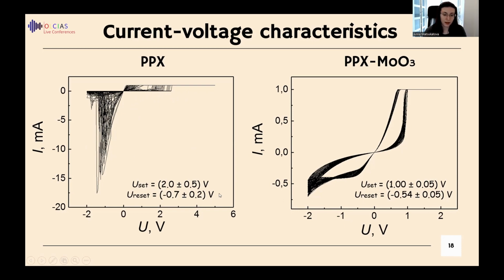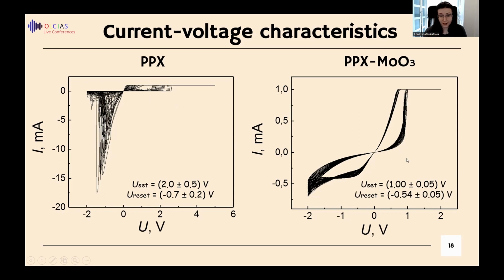If we study statistically the numbers of the voltage of transition from high resistance state to low resistance state and vice versa, we can see that the standard deviations of the mean values are very high. So, for example, it switches at 2 voltages here, yes, this is the mean value, but the standard deviation of this number is extremely high.